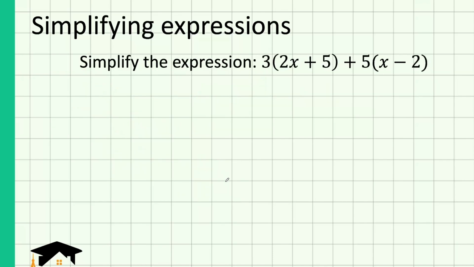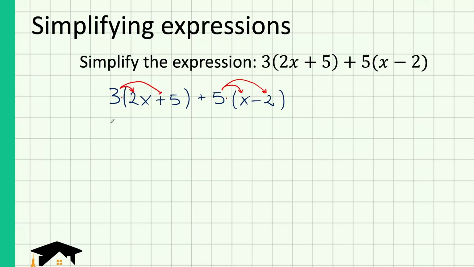Now let's look at this other example. We have two parentheses multiplied by a number. So we have to use the distributive law. That is, we have to multiply 3 times 2x, 3 times 5, and then on this side 5 times x and 5 times minus 2.